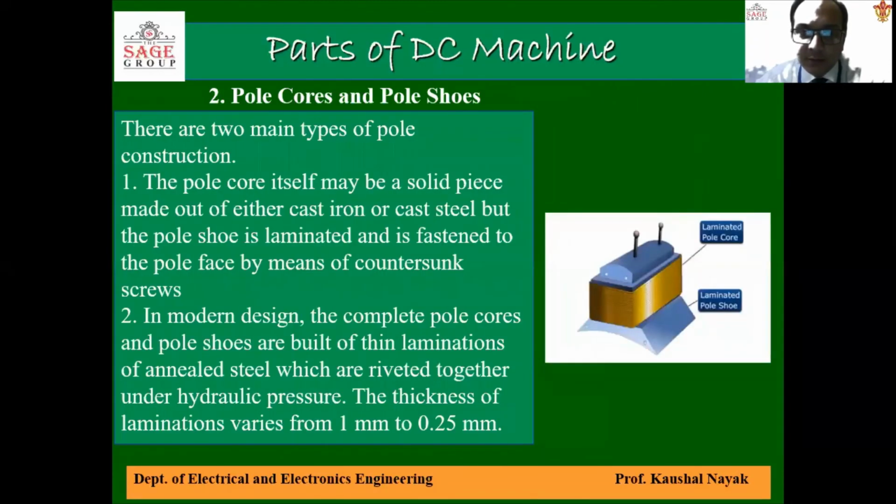There are two main types of pole structures. The pole core itself may be a solid piece made of either cast iron or cast steel, but the pole shoe is laminated and is fastened to the pole face by means of countersunk screws. In modern design, the complete pole cores and pole shoes are built of thin laminations of annealed steel, which are riveted together under hydraulic pressure.